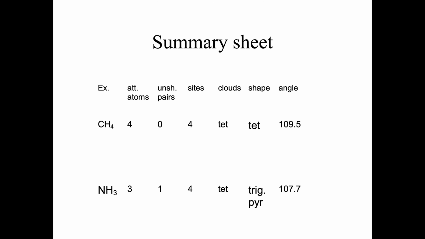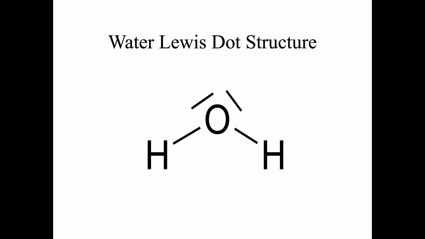All right, so here's your summary sheet. This is the attached atoms and shared pairs. Notice these always add up to the number of sites. If there are 4 sites, the clouds will be tetrahedral. If there are no unshared pairs, the clouds and the molecule are the same. If you're doing it with 4 pencils, take a pencil off. That's called trigonal pyramidal.